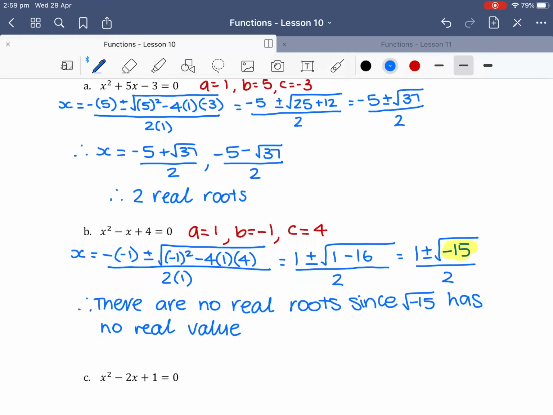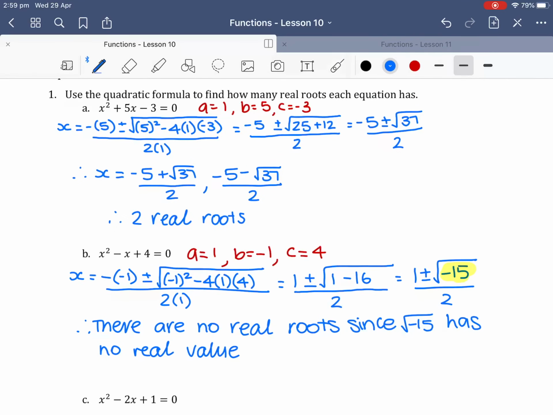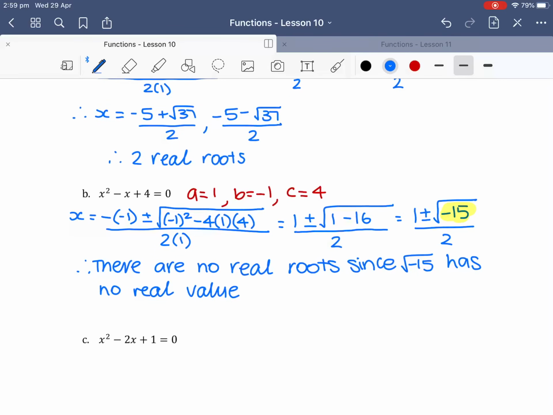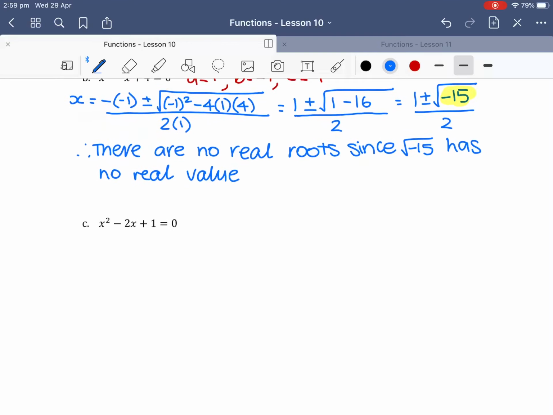So to answer the question of use the quadratic formula to find how many real roots the equation has, this equation has no real roots because the square root of negative 15 gives us a math error on our calculator and there's no solution for it.